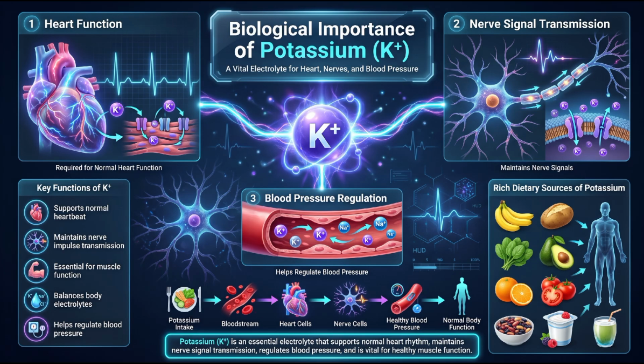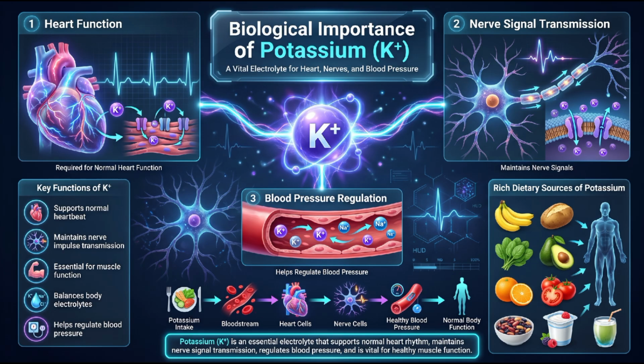The biological importance of potassium becomes even clearer when compared with sodium. While sodium is the primary positive ion outside body cells, potassium is the primary positive ion inside body cells. Together, they establish the electrochemical gradients required for nerve impulse transmission, muscle contraction, heart rhythm, and countless cellular activities. The continuous movement of sodium and potassium across cell membranes, powered by the sodium-potassium pump, is one of the most important physiological processes in the human body.